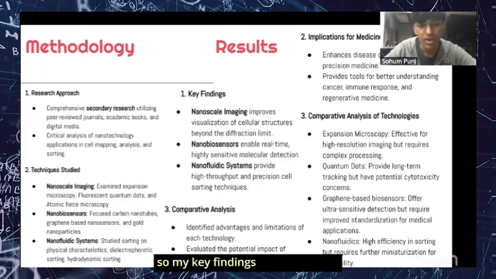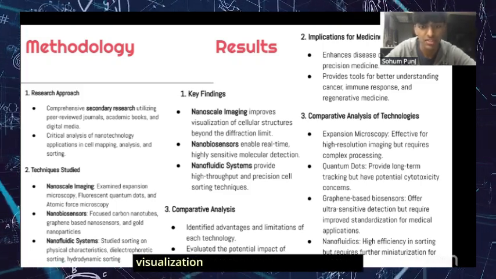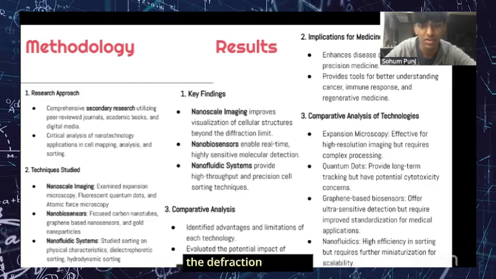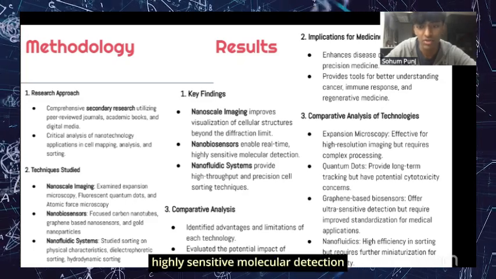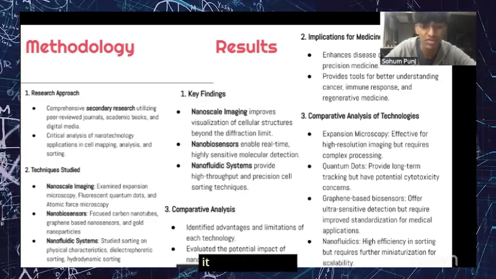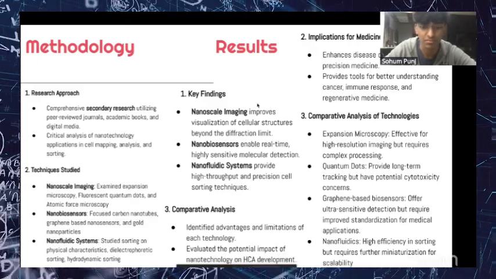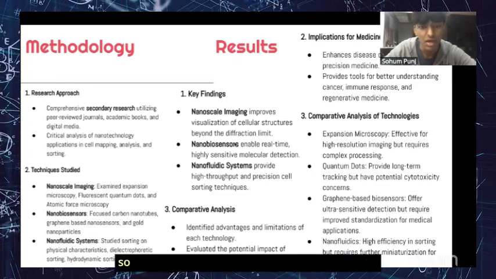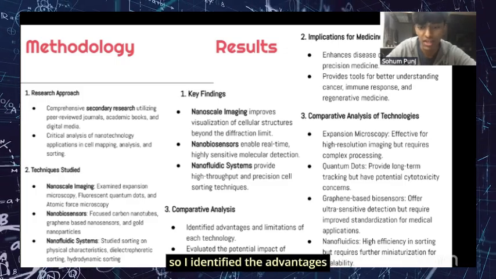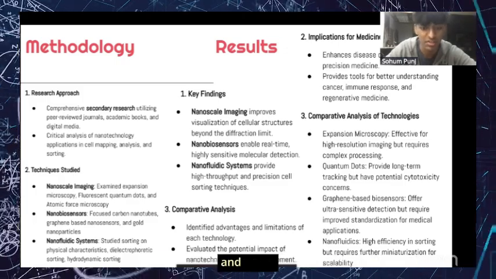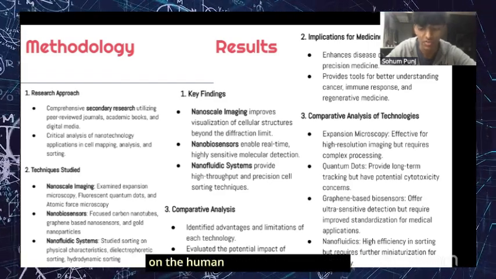So my key findings: with regards to nanoscale imaging, it improves visualization of cellular structures beyond the diffraction limit. For biosensors, it enables real-time, highly sensitive molecular detection. And for nanofluidic systems, it provides high-throughput and precision cell sorting techniques. Just a little bit about the comparative analysis. I identified the advantages and the limitations of each of these technologies, and then I evaluated the potential impact of these nanotechnologies on the Human Cell Atlas development.